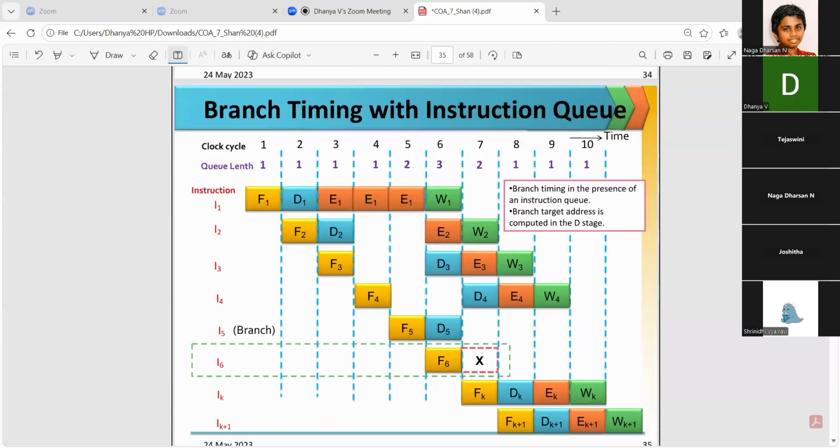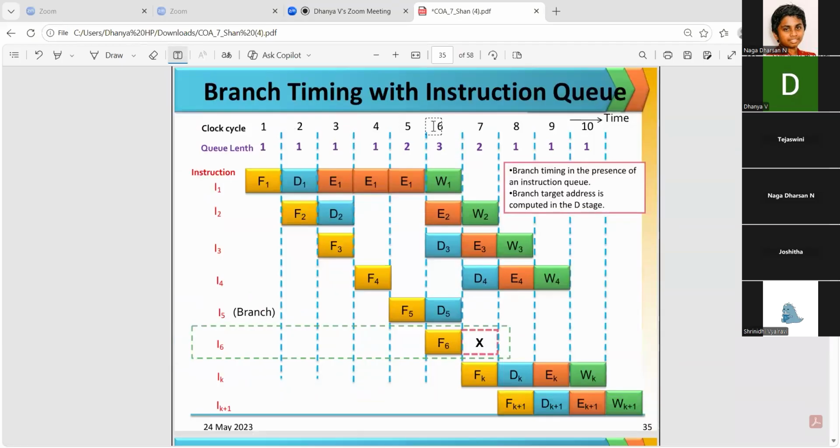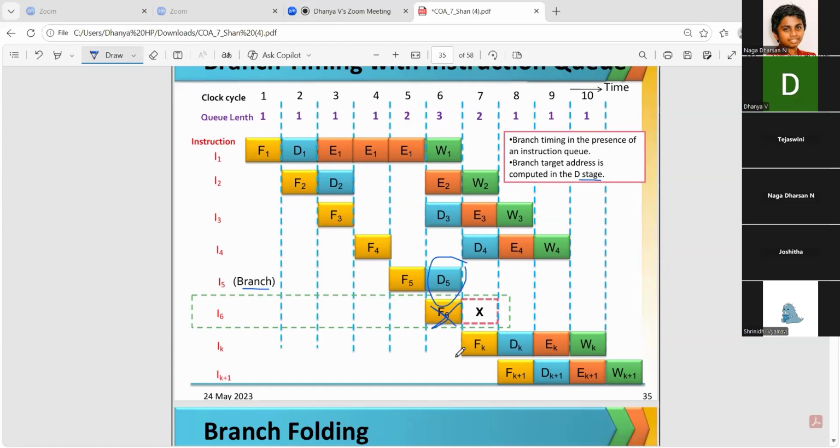So yeah, now jumping back to instruction queue. Okay, so branch timing with execute instruction queue. So what is happening here? Branch timing is in the presence of an instruction queue. Branch target address is computed in the decoding stage. Again, they identified the branch in the decoding stage, which is D5. As in, decoding says it is a branch statement, and by then it has to flush out all of this. That's what it says.